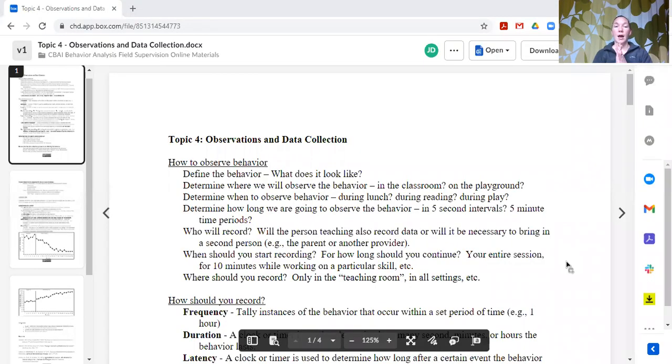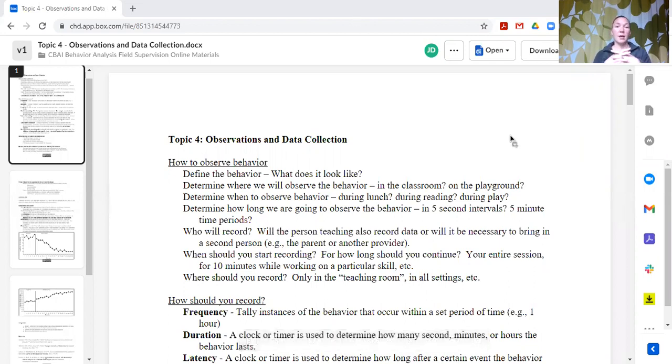So our last topic was operational definitions. We use those operational definitions so that we can collect data. Initially, that's going to be our baseline data, and our baseline data is going to be conducted through an observation. So what does that look like? First of all, before we plan to observe a behavior, we have to define the behavior.